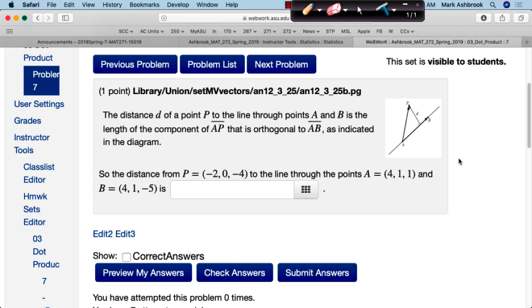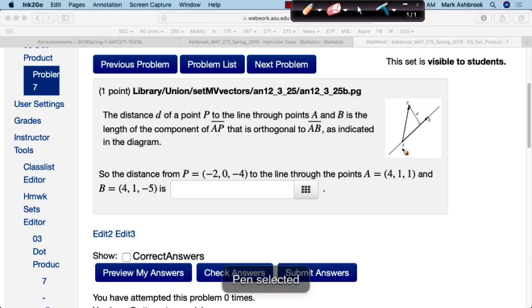So this one was causing some difficulty. Let's talk about it. They're really setting you up here. They told you this is point A, and this is B. Normally they don't give you this picture. I think there's maybe another problem where they don't give you the picture. And there's point P, and they're asking you for the distance from P to the line formed by points A and B.